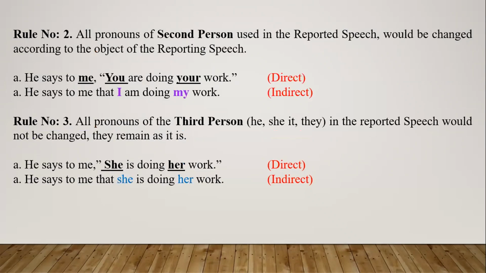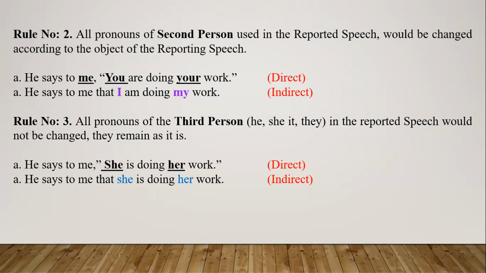Now, for the second person, we have a rule: all pronouns of second person used in reported speech would be changed according to the object of the reporting speech. It is different than the previous one. Now, see the example. He says to me, you are doing your work. Now, when we see you, we should know that it is actually second person. Now, we have a rule of second person that whenever we see second person, we change second person you with the object, right? So, the object we have is me, okay? So, when we convert, we will convert like that.